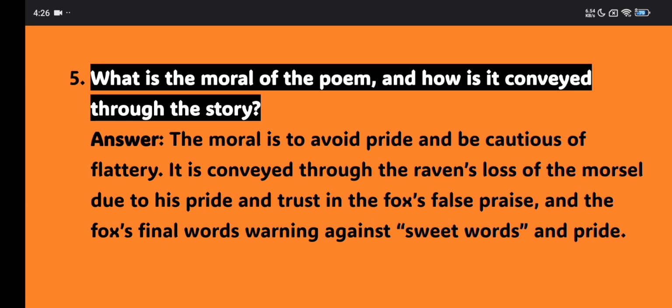Question number 5. What is the moral of the poem, and how is it conveyed through the story? The answer is, the moral is to avoid pride and be cautious of flattery. It is conveyed through the raven's loss of the morsel due to his pride and trust in the fox's false praise, and the fox's final words warning against sweet words and pride.